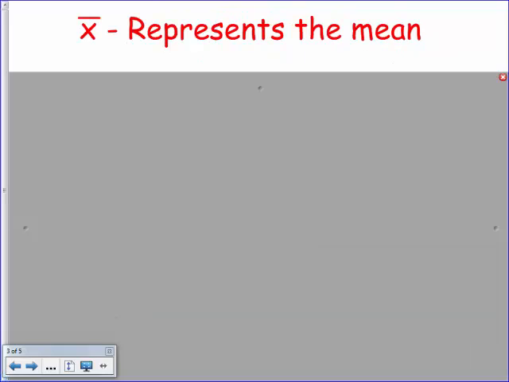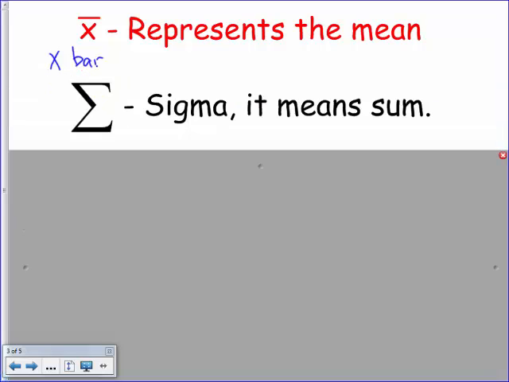We also have a new notation for our mean. So we call this X with the line, X bar. That represents our mean from here on out. We also have some other notation. For example, this Greek letter sigma, it kind of looks like a fancy capital E. It means sum. Okay, so sigma stands for sum.